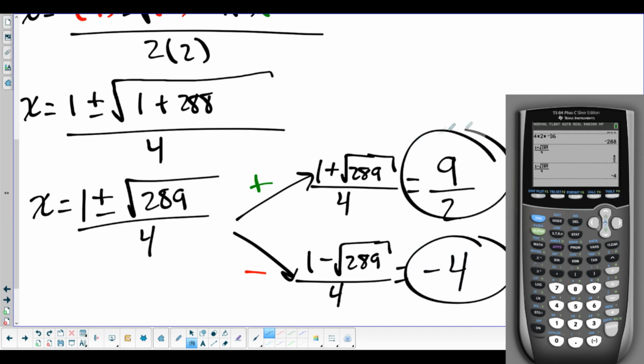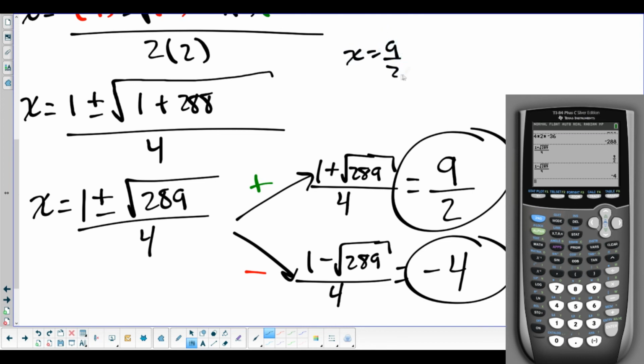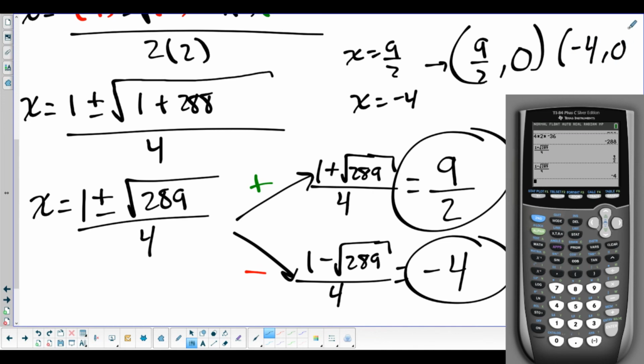And so those are my two answers, 9/2 and negative 4, which means that the two values that I'm looking for are x equals 9/2, and, oops, x equals -4, which in turn is 9/2, comma 0, and -4, comma 0 as coordinate points. Okay. Woo, there we go.